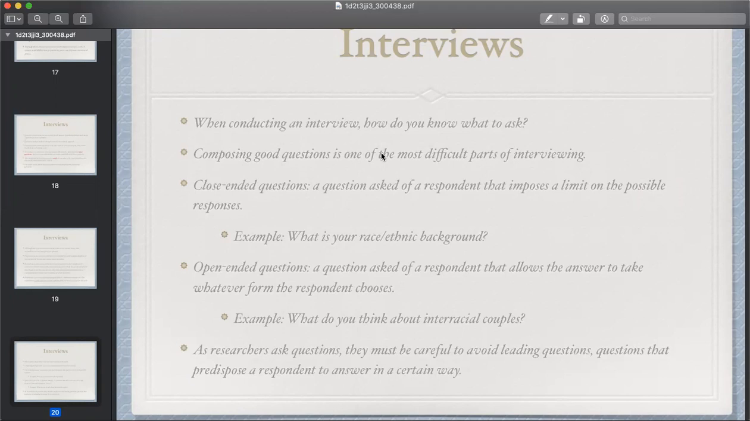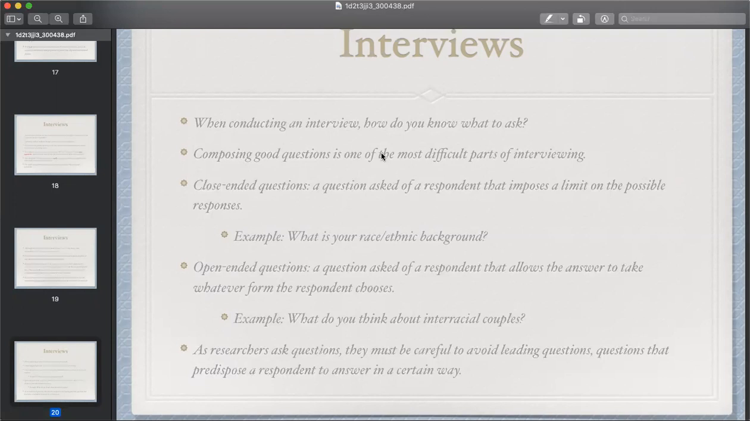And so what we need to do in these situations is we need to make sure that if we're going to ask these close-ended questions, that we ask those questions on a pre-interview survey. Because what we want to focus our time doing is composing good questions that are open-ended, right? That allow the individual to speak freely.